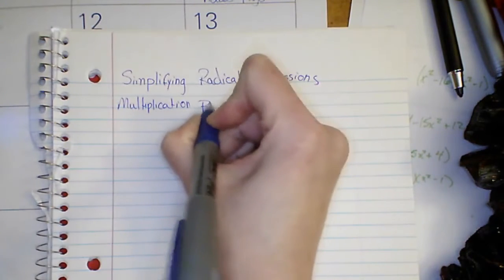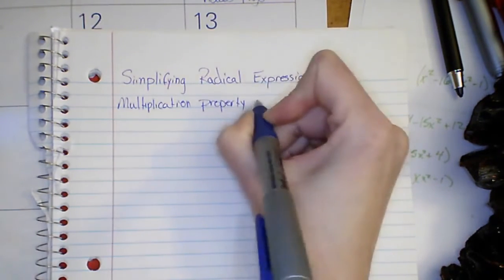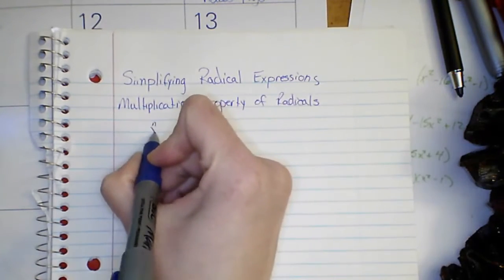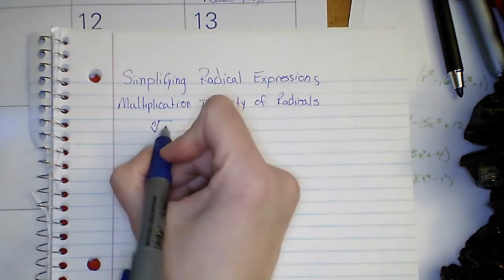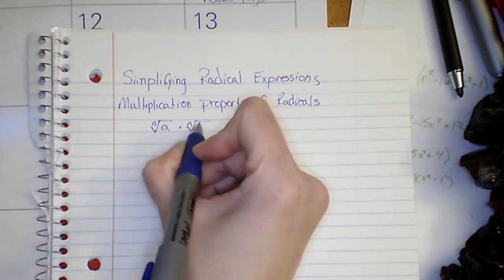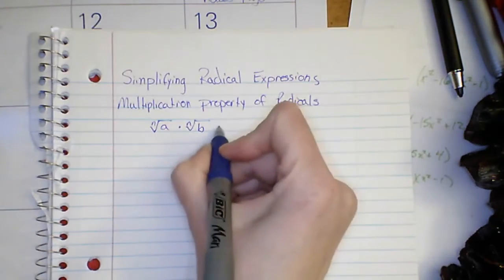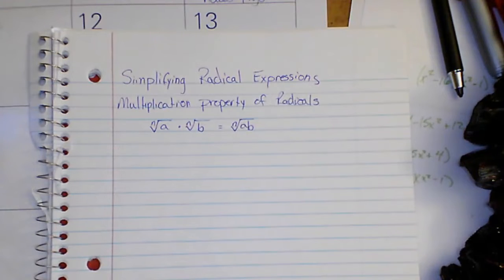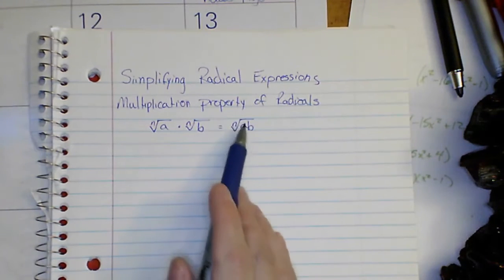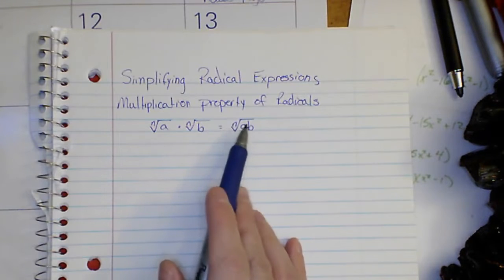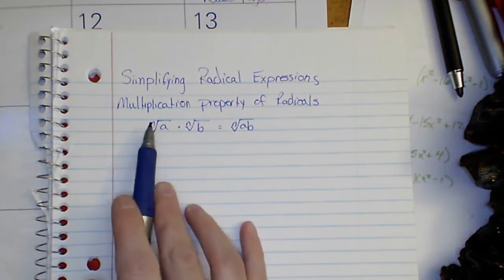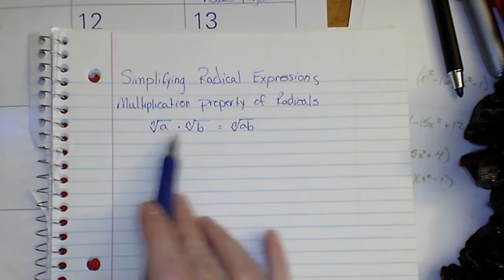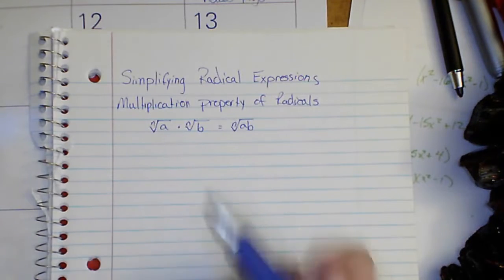Multiplication property of radicals. This states that if you have the nth root of a times the nth root of b, and the roots are the same, then you can combine them and make them one. Or, the opposite of this: if you have two factors under a radical, then you can split them up so that you can simplify or evaluate the ones that can be evaluated.